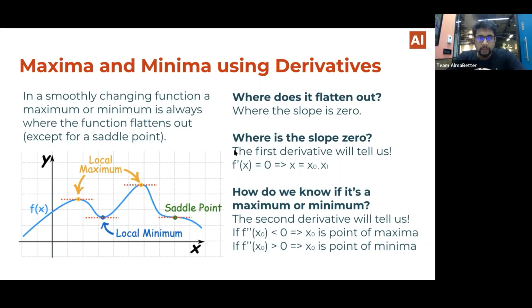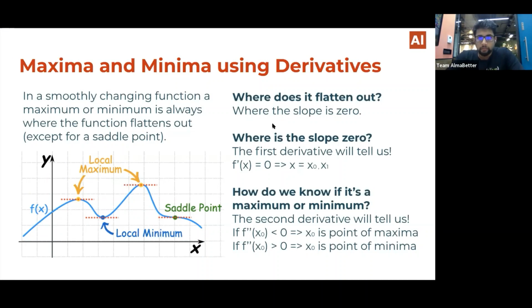Essentially, if you take the maximum of all the local maxima, it will result in the global maximum. So let's say if this value is 2 and this value is 3, you take the max of 2 and 3, it becomes 3. So 3 is the point of global maximum. Okay.